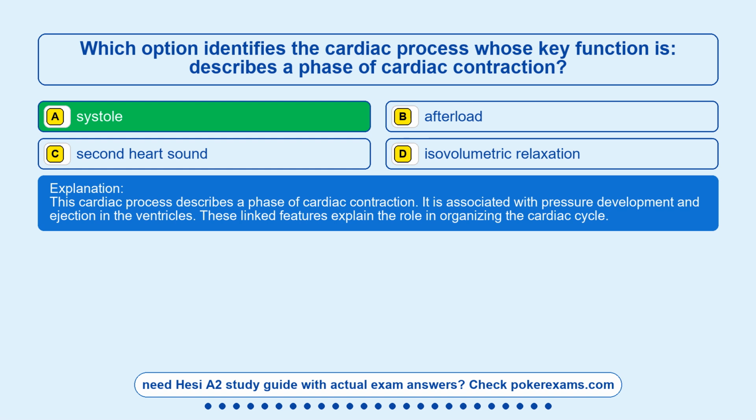This cardiac process describes a phase of cardiac contraction. It is associated with pressure development and ejection in the ventricles. These linked features explain the role in organizing the cardiac cycle.